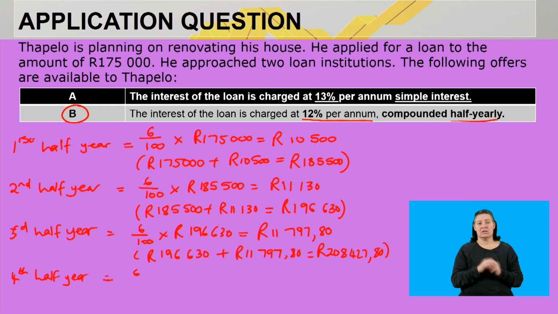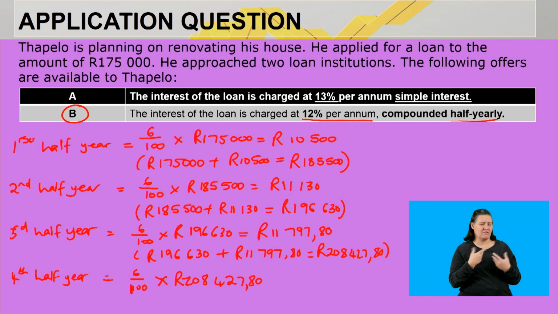I'll take 6.9%, or not 6.9, only 6%, multiply by 208,427 rand and 80 cents to see what that will give me. So multiply by 6%. So this will give us interest of 12,505 rand and 67 cents. I'm going to round it off straight away to 2 decimal places, right? So what is the final amount in this case?